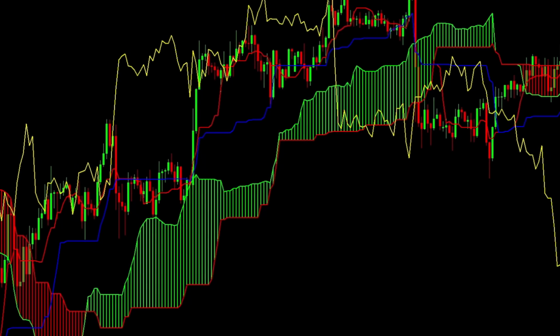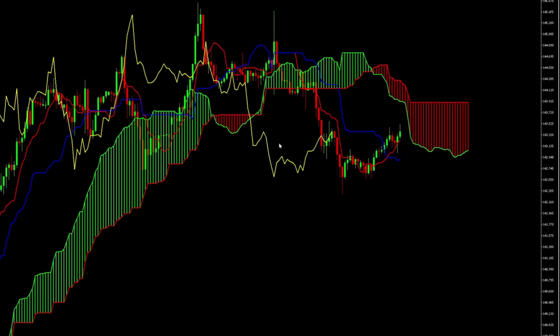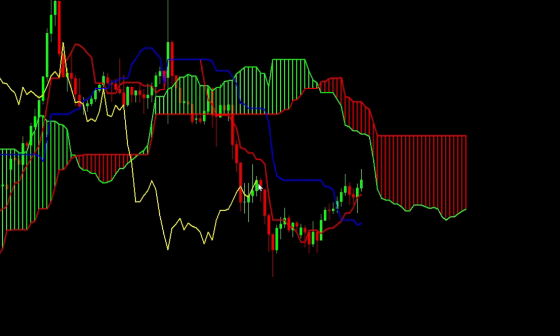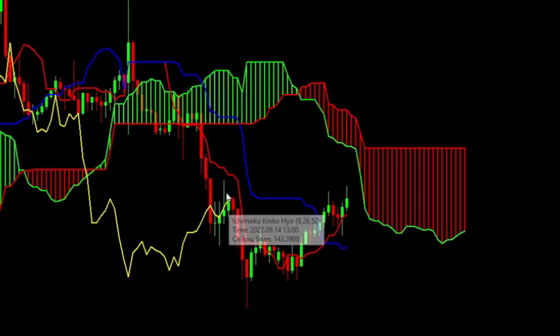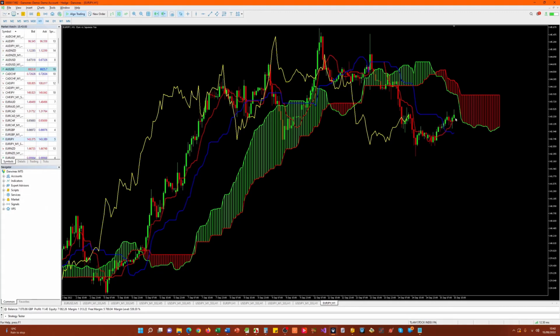Now we need to go to the end of the chart to see why we need to look back 26 periods. And that's because, as you can see here, the Chikou Span is only drawn 26 periods behind the current price. So the value of the Chikou Span doesn't exist in this time frame here.